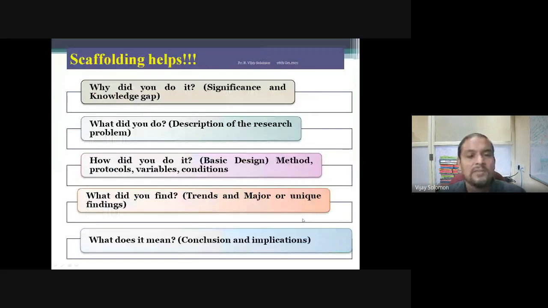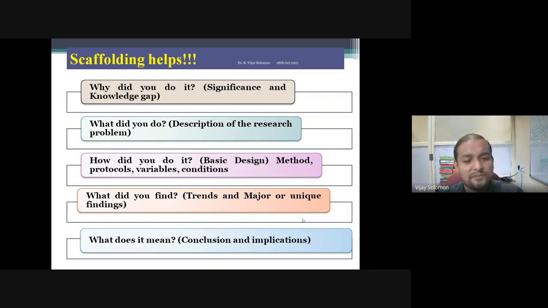Now, I'm just going to propose a scaffolding where, if we use it, it is easy for us to give the salient features inside the abstract. First, does my abstract have a significant knowledge gap? Why did you do it? You need to answer it. And then, what did you do? Description of the research problem. And how did you do it? How did you approach this problem? Basic design, including methodology, variables, conditions, all these things you can give.